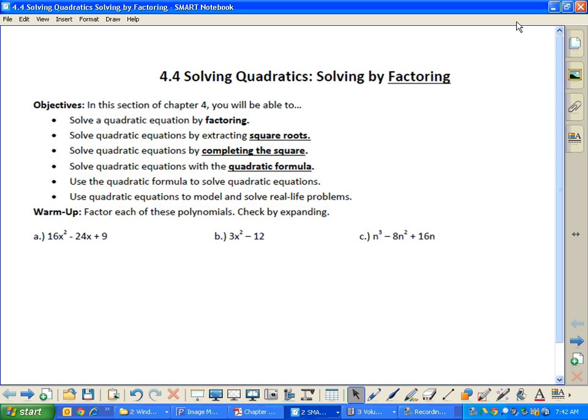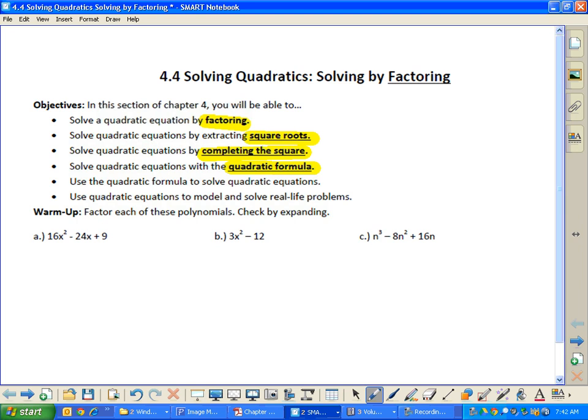So today we focus our attention on solving quadratics by factoring. What you'll see in the objective section of your notes today is that we actually learn to solve quadratics through 4 different methods. We're going to learn to solve for x by factoring. We're going to take the square root of both sides. We're going to complete the square, and we're going to use the quadratic formula.